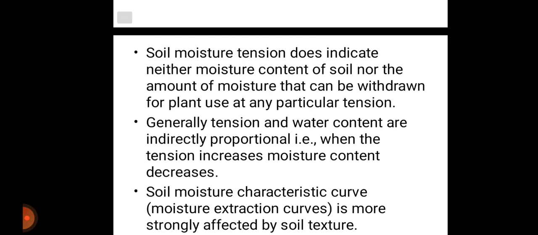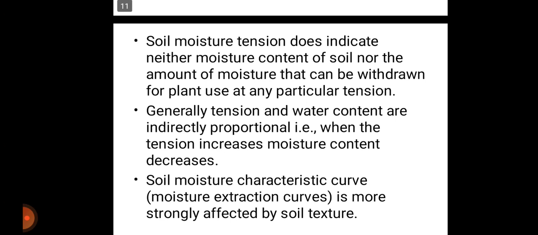Soil moisture tension indicates neither the moisture constant of the soil nor the amount of moisture that can be withdrawn for plant use at any particular tension. Generally, tension and water content are inversely proportional. That is, when the tension increases, the soil moisture content decreases.